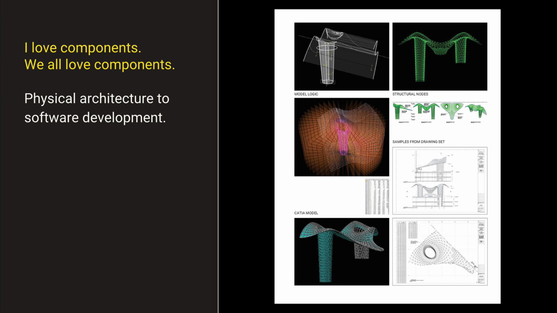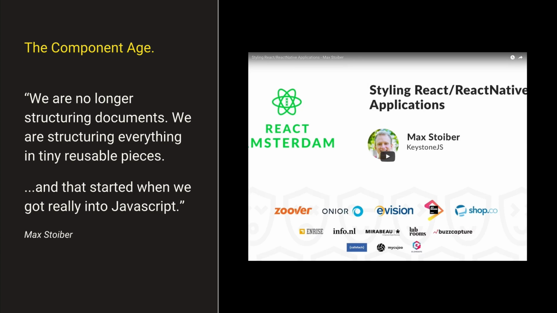So I love components. We all love components. I've gone from physical architecture and breaking structure down into buildable components and identifying nodal points in physical space to now working in software development with React components to break down complex user interfaces and their relationship to DOM nodes. And I find this to be really fascinating because obviously we're living in the component age, right? The world is getting so complex that we have to break it down into tiny reusable pieces so that complexity becomes manageable and scalable. So this is a quote by one of the guys who wrote styled components, Max Stoiber.